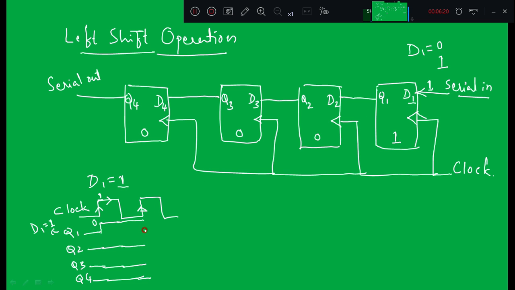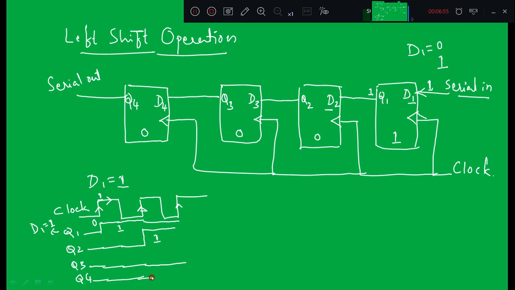What happens to q1? q1 will remain 1, and q2, what was the previous data on this q1? It is 1, right? So this 1 is applied to d2, so that means the 1 will get shifted to the next flip-flop. So q2 becomes 1. The previous 1 was shifted towards left, and the output of the second flip-flop will be equal to 1. That means the second flip-flop gets loaded with the data which is equal to 1.